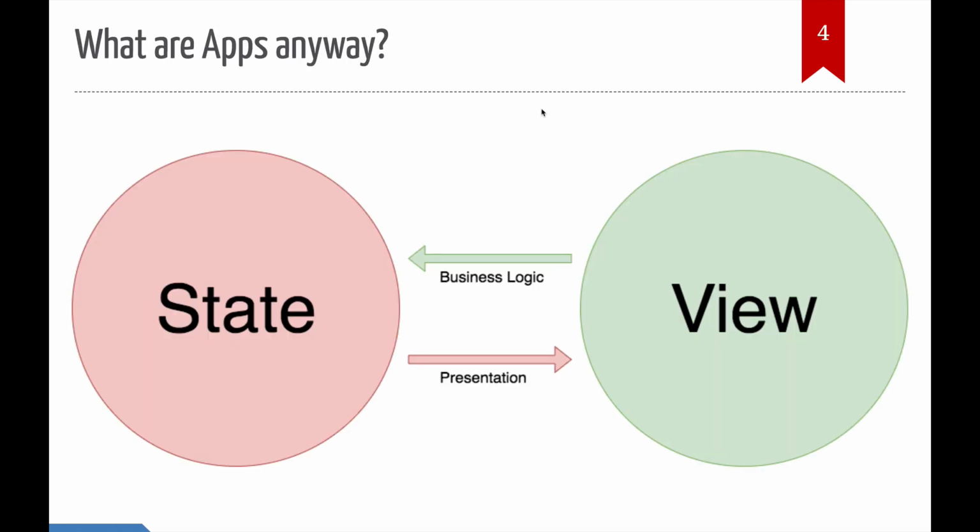From a technical perspective, we can give a simple model of any application. They all consist of two parts, the state and the view. The state is used to generate a presentation of the view, and when the user interacts with the view, it can change the state with some business logic.